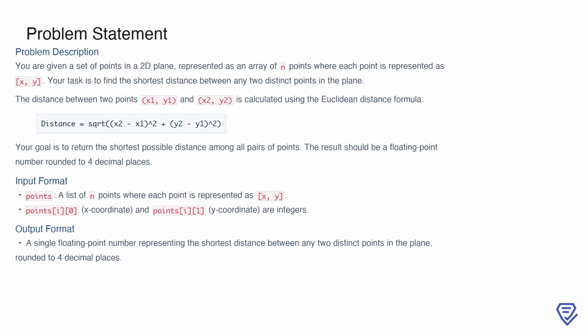Our goal is to determine the smallest distance among all pairs of points and return this value as a floating point number, rounded to 4 decimal places. The input will be a list of points, and the output will be a single number representing the shortest distance. Let's now explore some examples to better understand the problem.